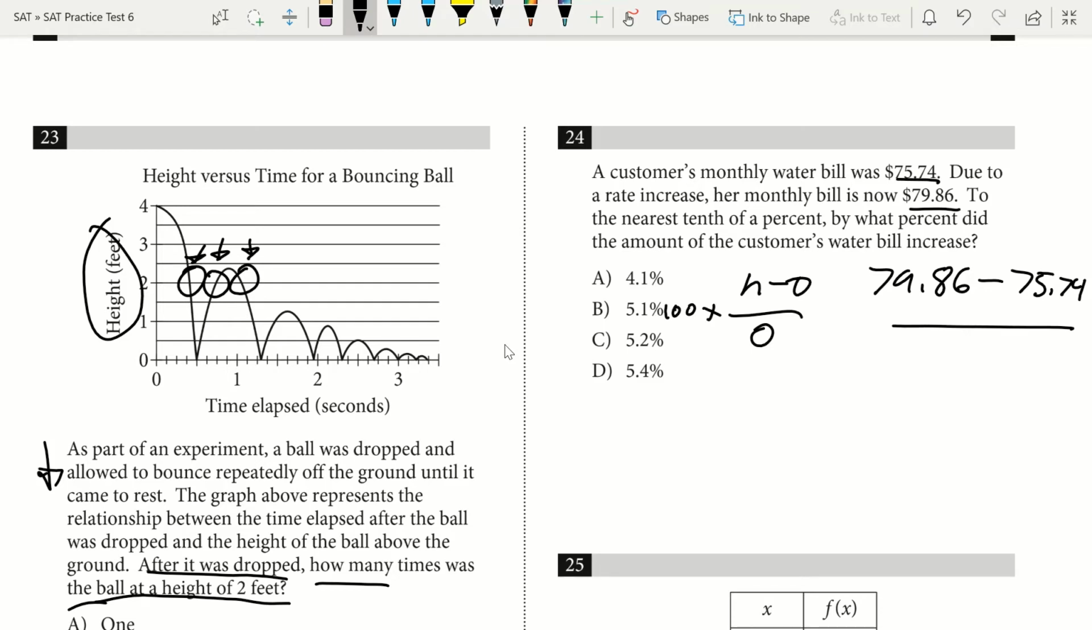Just remember that. All right, and this is all going to be over our old bill of 75.74. So I'm going to plug that into my calculator. I've got 79.86 minus 75.74, all divided by 75.74. And then I multiply by 100 to get my percent. When I round to the nearest tenth of a percent, I get 5.4%, because I get 5.44%, right? So 5.4 when I round down.